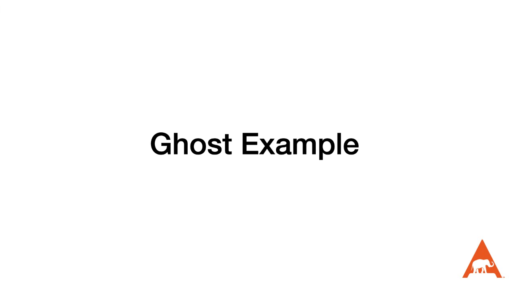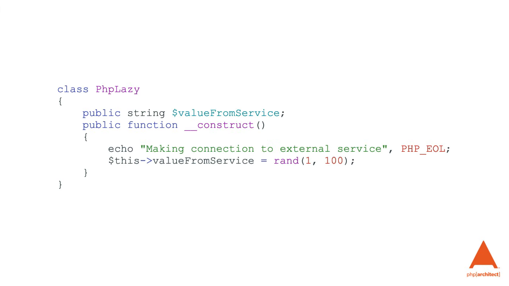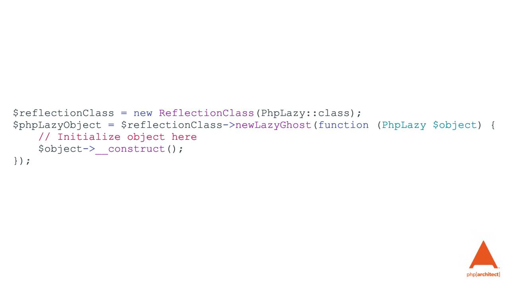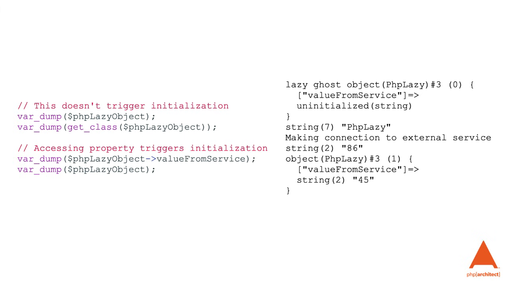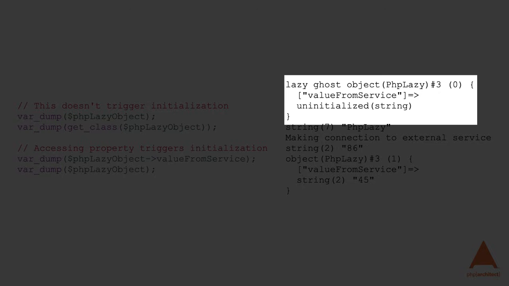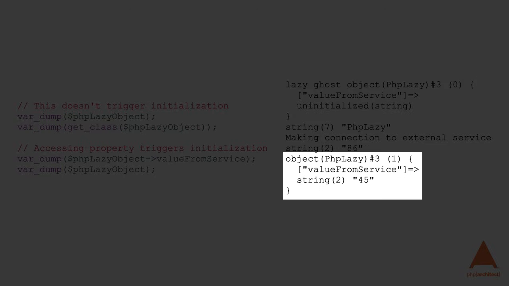To use this functionality, first we need to define our class the way that we want to work with it, which includes having a constructor that makes a connection to the external service and then loads the value of interest. To make the example simple, I'm going to fake it and just generate a random number. Next, we're going to use the reflection class to define how to initialize the lazy ghost object by using the new lazy ghost function. And then we can use it like any other instance of a class. The output of this is on the screen. You might notice that before we trigger the initialization, var dump shows lazy ghost object as the type, but afterwards it shows PHP lazy as the type, which is kind of what we expect to have happen.